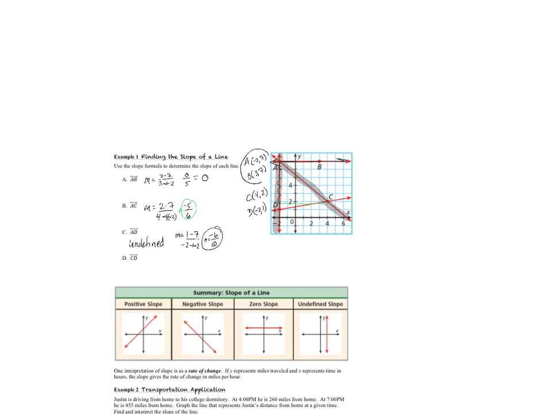Okay, line CD now. Line CD is this slanted line right here. And so I have my coordinates already for C and D. They're on the right here. And so I'm going to do M equals y2, 1 minus 2 over x2 minus x1, negative 2 minus 4. 1 minus 2 is negative 1. Negative 2 minus 4 is negative 6.